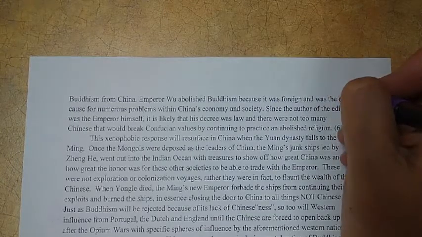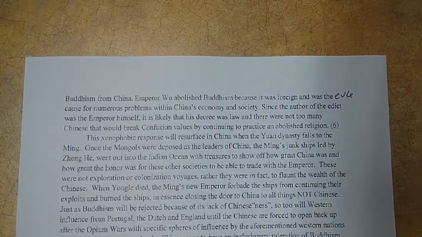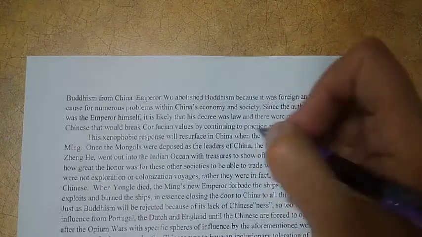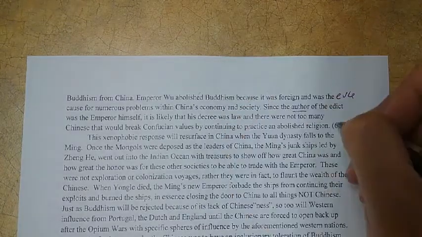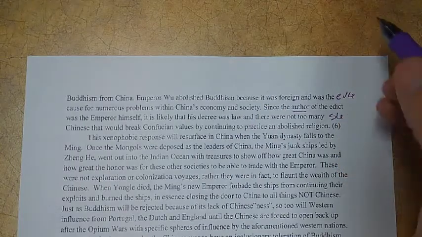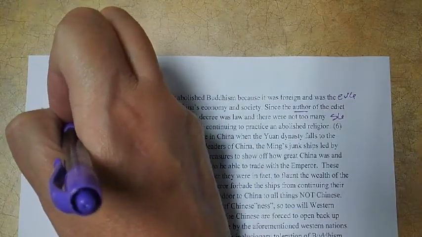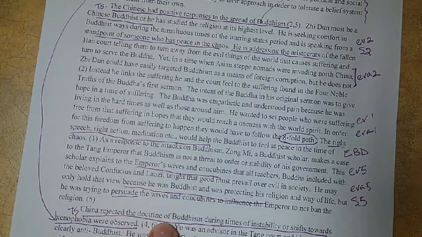So there's your EV6. Since the author of the edict was the emperor himself, it is likely that his decree was law and there are not too many Chinese that would break Confucian values by continuing to practice an abolished religion. So I think that's sourcing of 6, and because we have sourcing of 6, that's EV of 6. It's an argument. They're supporting the argument. So they're using the evidence to support that topic sentence at the top where China rejected the doctrine of Buddhism.